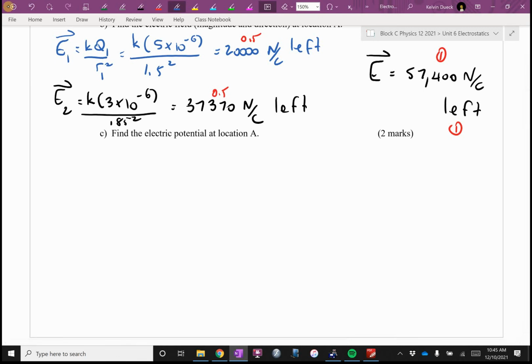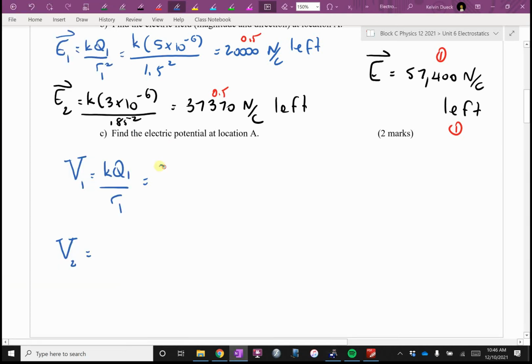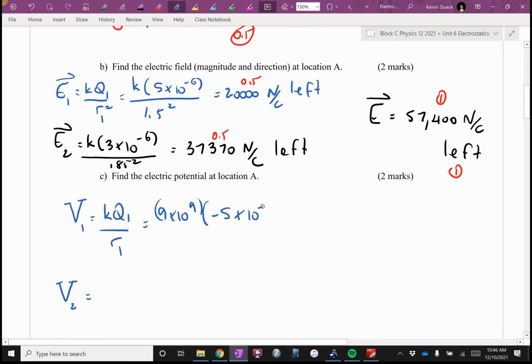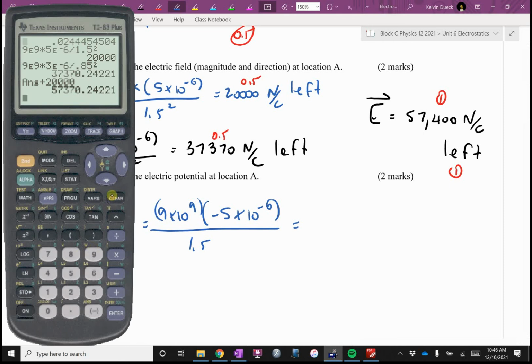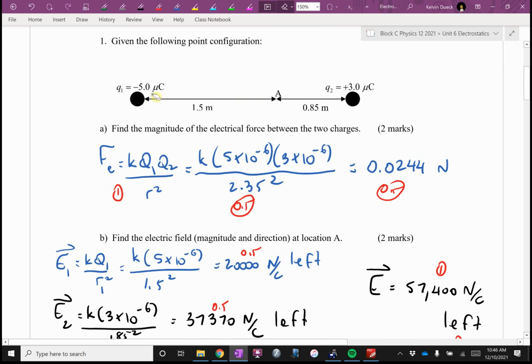So for electric potential, I'm going to find the voltage from charge 1, find the voltage from charge 2, and then add them together. It's going to be K Q1 over R1, no squared. Oh, no, Mr. Dewick, you include negatives and positives. It's going to be negative 5 microcoulombs divided by 1.5. This is going to be a negative voltage, so I better type this from scratch. 9 times 10 to the 9th, negative 5 microcoulombs divided by 1.5. And I get negative 30,000 volts at location A from this charge.